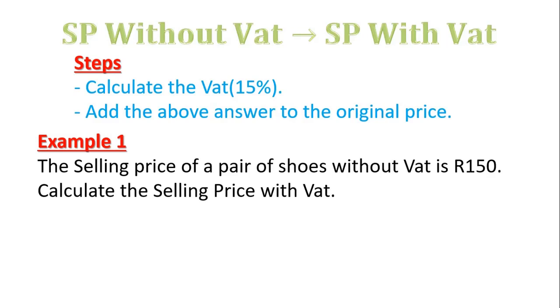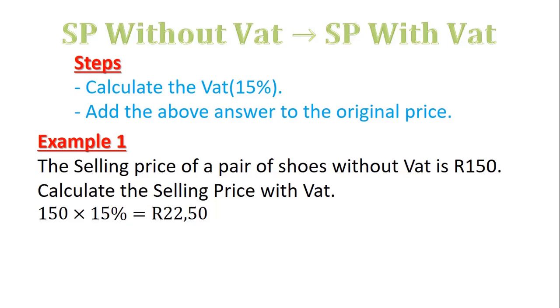Okay, so our first step, we have to calculate 15%. So how do we do that? Well, we write down the selling price without VAT. We multiply by 15% because it's VAT. 15%. And that equals, you put it in your calculator, you press equals, and you get 22 Rand 50.